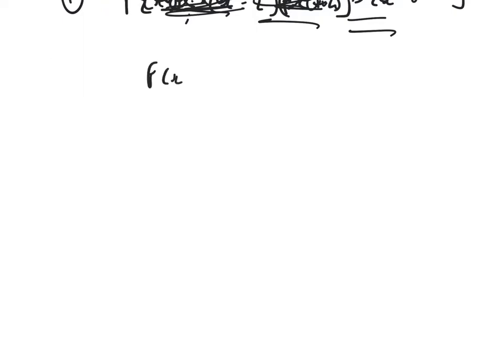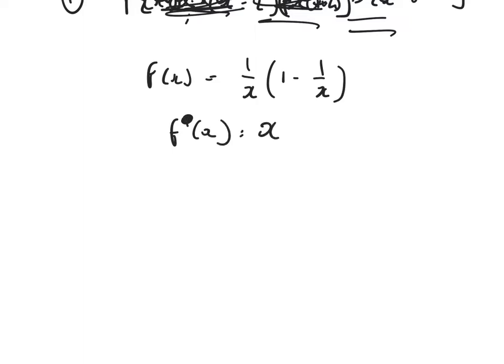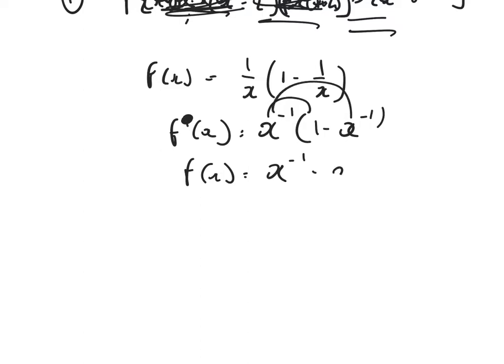Okay, let's try f of x equals 1 over x, times (1 minus 1 over x). Okay, so that could be written as x to the minus 1 times (1 minus x to the minus 1). I can now expand that open, and that will be x to the minus 1 minus x to the minus 2, then differentiate.